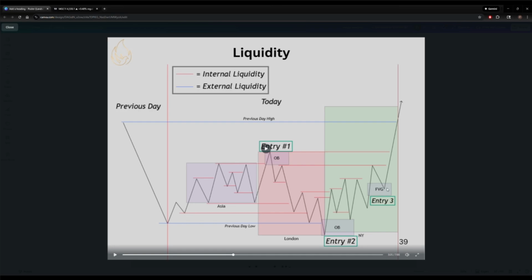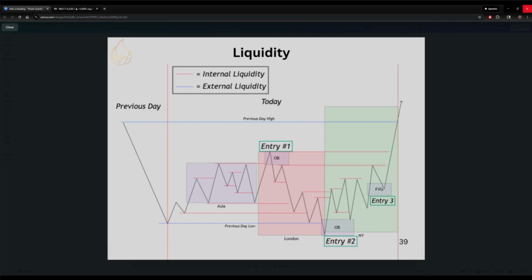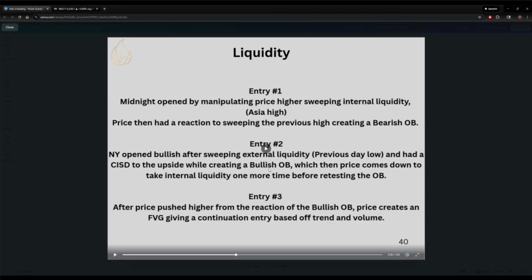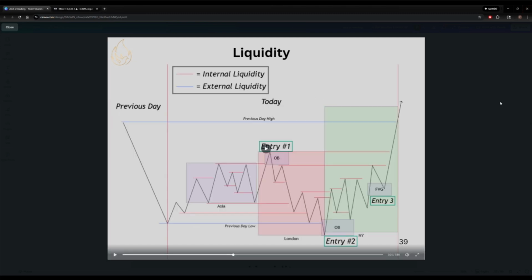Okay. So let's say entry number two was too risky. You can 100% wait for entry number three here and just enter off the fair value gap, because you know that price manipulated the lows. We swept the previous daily low. We're creating a swing, rejecting off the order block. So now we can target the London first high too, and then the external high, whatever the case may be. So internal to internal, and then internal to external.